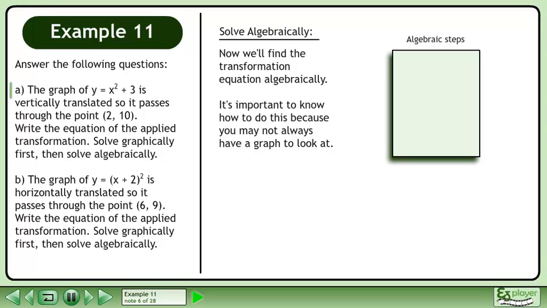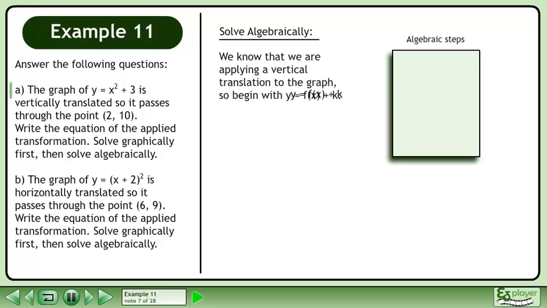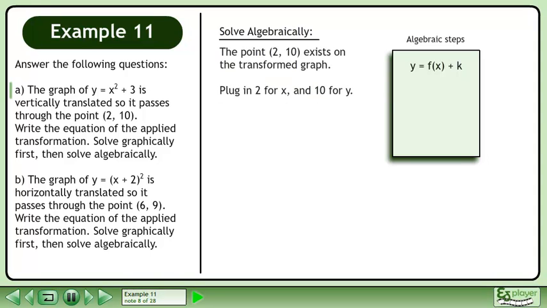Now we'll find the transformation equation algebraically. It's important to know how to do this because you may not always have a graph to look at. We know that we are applying a vertical translation to the graph, so begin with y equals f of x plus k. The point (2, 10) exists on the transformed graph. Plug in 2 for x and 10 for y.